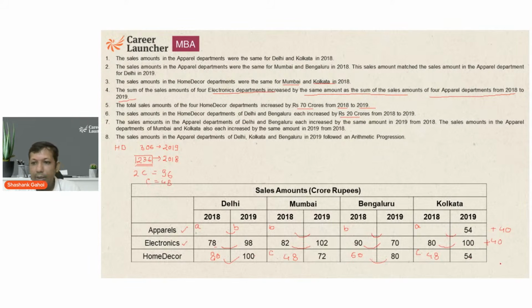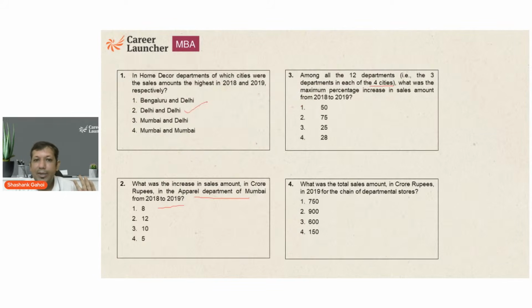In 2019, I calculated in home decor, sum is 306. Okay. 98 plus 102 is 200. 200 plus 70 is 270. 270 plus 100 is 370. So in electronics, I am getting 370. Okay. So 370 plus 306, my total sum comes out to be what? My total sum is going to be 676. So my final answer should be greater than 676. Which option? That might be 750.